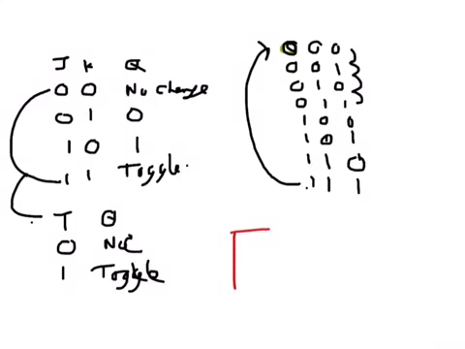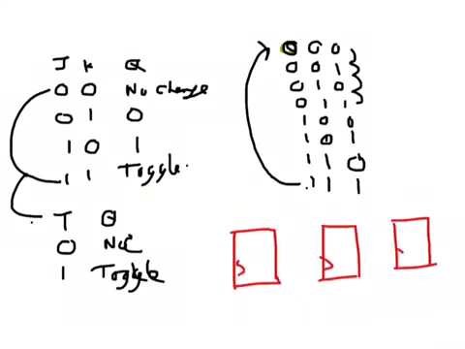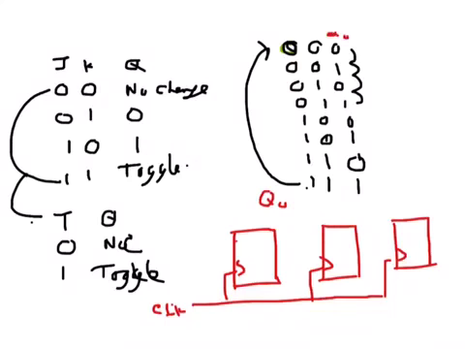So I will need 3 flip-flops. Let's just draw them. And since I'm saying that they will be synchronous, the clocks will be the same. So it will be same clock. And of course I will use the T flip-flops. Let's say this is the least significant. So this is Q0, Q1 is here, Q2 is here.